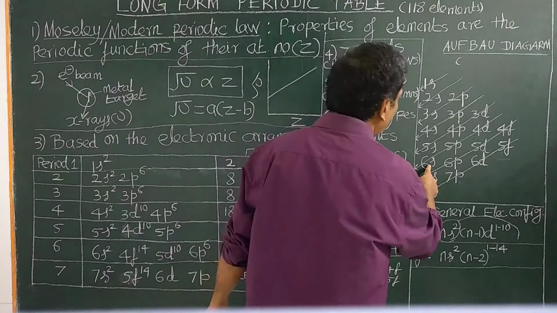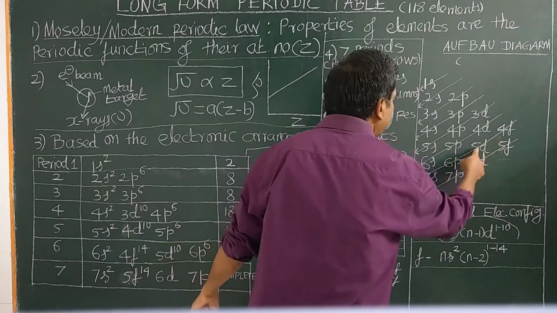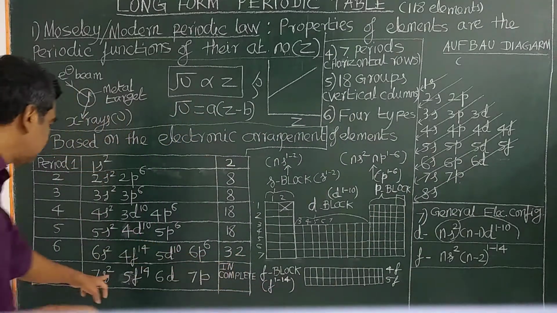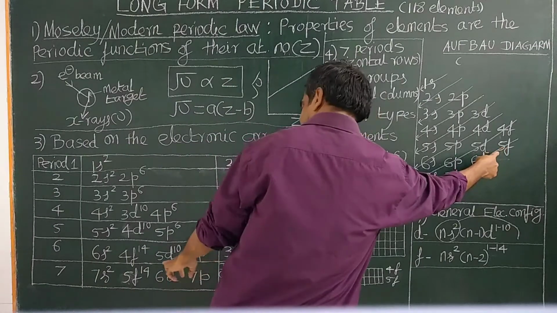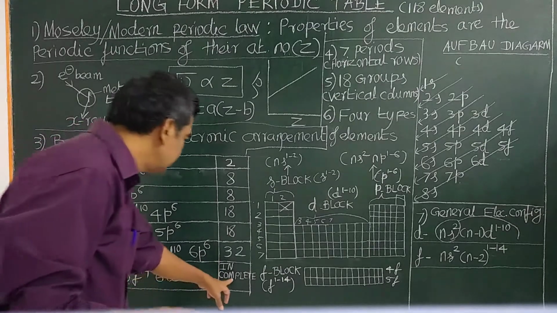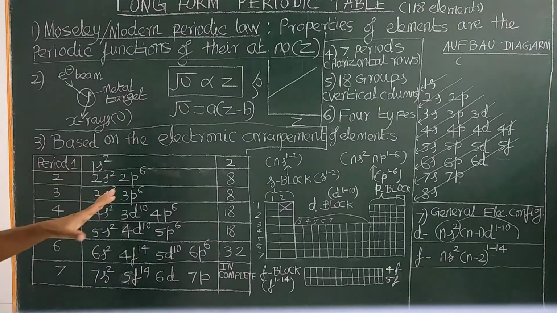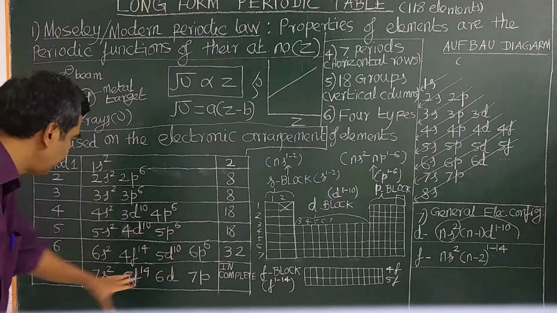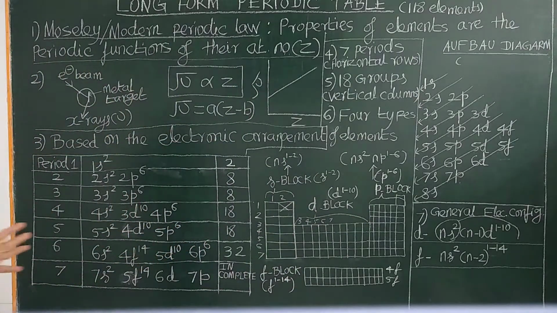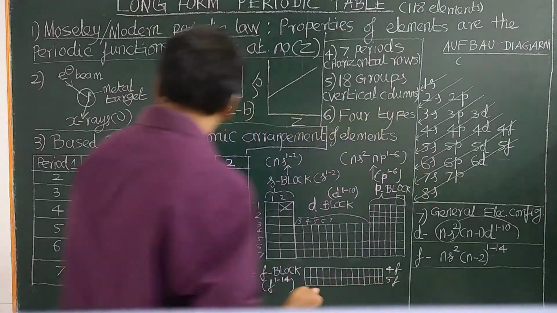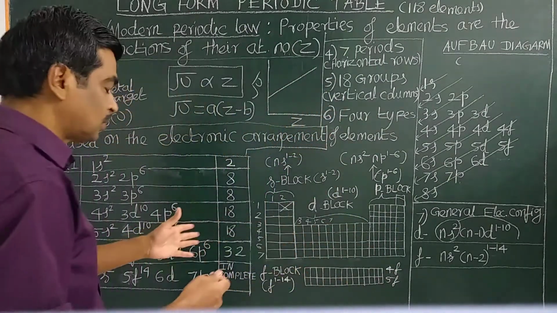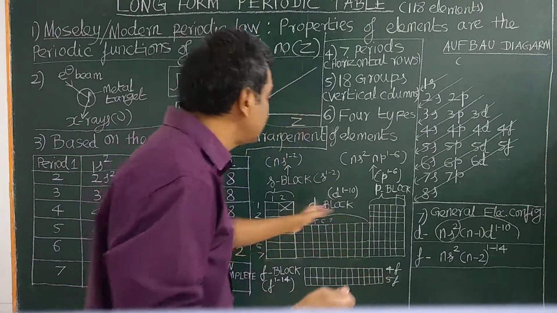Next 6s2, 4f14, 5d10 and 6p6, therefore there are 32 elements. And next similarly 7s2, 5f14 and 6d, they are incomplete. The period is the seventh period. Therefore, based on the electronic configuration, the modern periodic table is built. Remember, this is obtained based on the Aufbau diagram, and based on this configuration the modern periodic table is constructed.